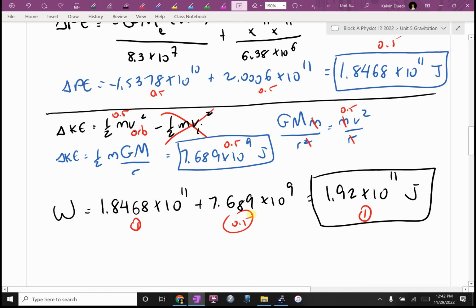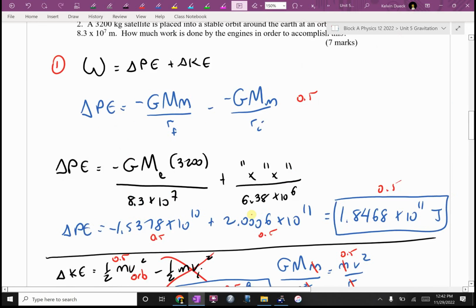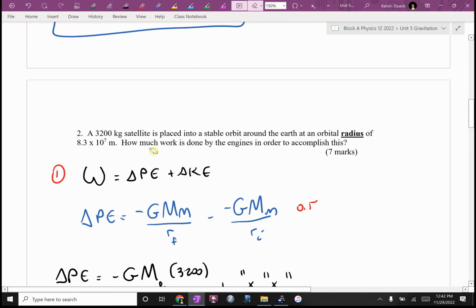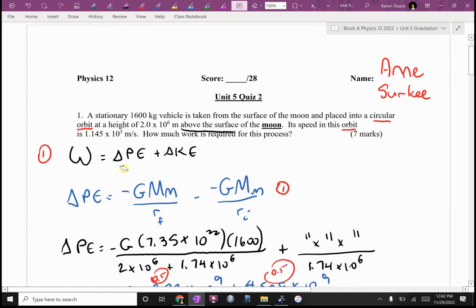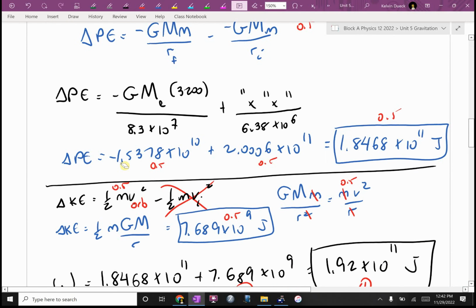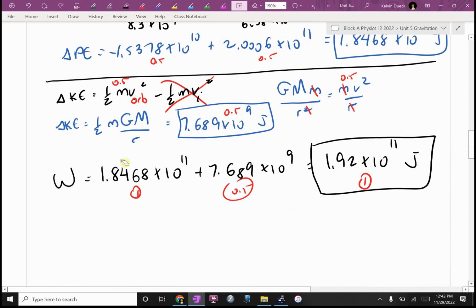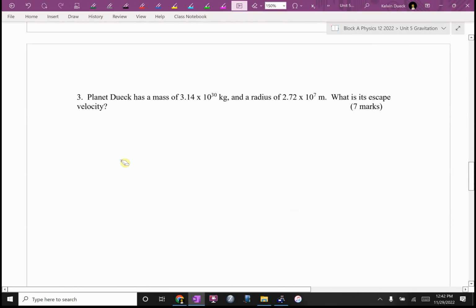I will not give you a question on the test where I ask you how much work and I don't give you the orbital speed. So as far as I'm concerned, this one is totally fair game if I give you the orbital speed. But I'm going to ask you to find an orbital speed in a separate question. I guarantee it. So this one here I did on a quiz. I won't ask you one with this much work on a test.